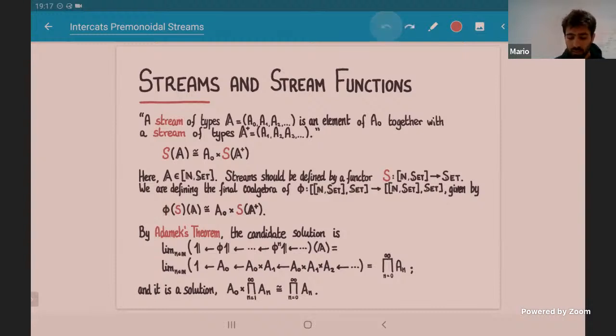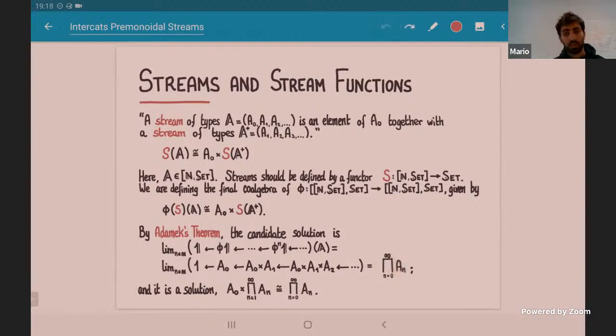And now by Adámek, if I want to try to find some solution to this fixed point equation, I'm going to just apply phi repeatedly to the terminal functor. You do that, the thing you get is this limit here that goes from 1, and then with the projections A0, A0, A1, A0, A1, A2. And when you compute that limit, this is the product of all the An. And this is a solution.